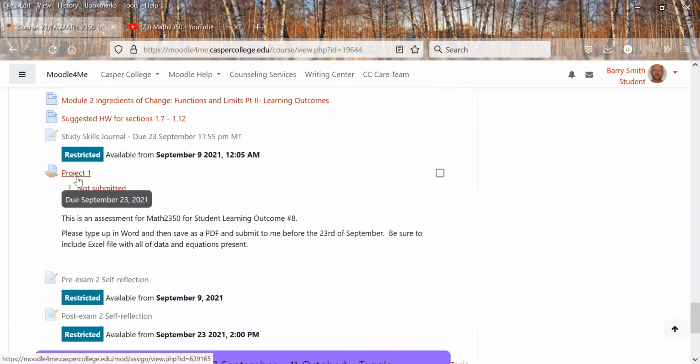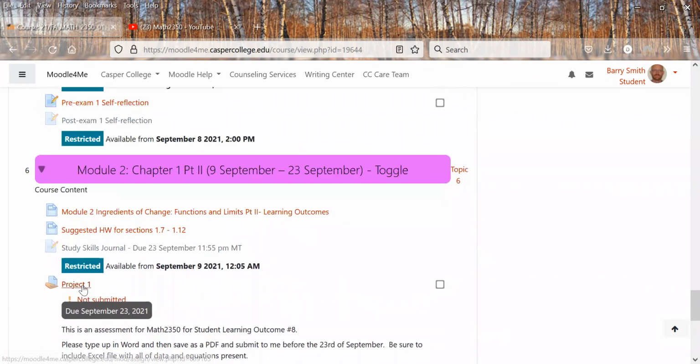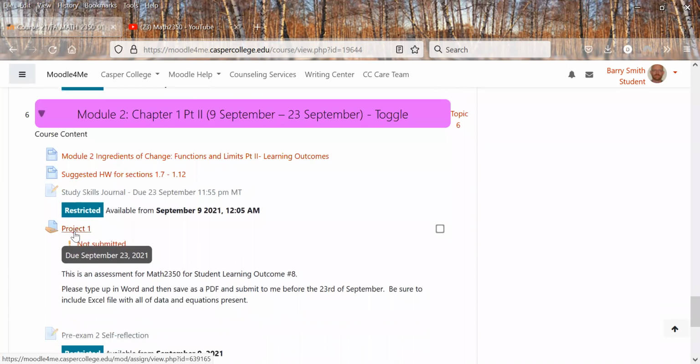Module 2 has a project in it, and it is the only exception to the rest of the modules. This is for outcome 8, and it goes to the college to review. I also grade it for points in the class. It's going to be a written paper, and you're going to do some analysis of some data that you collect.